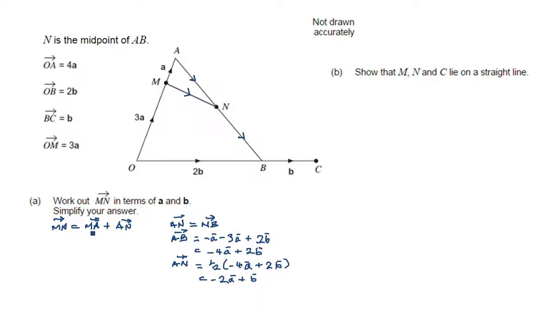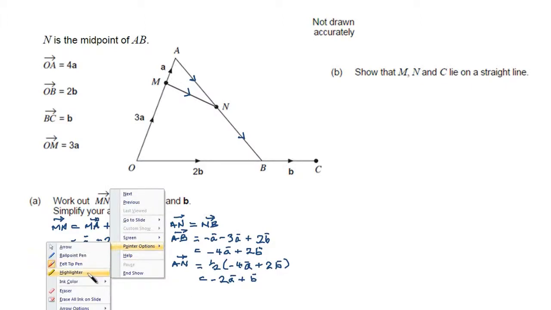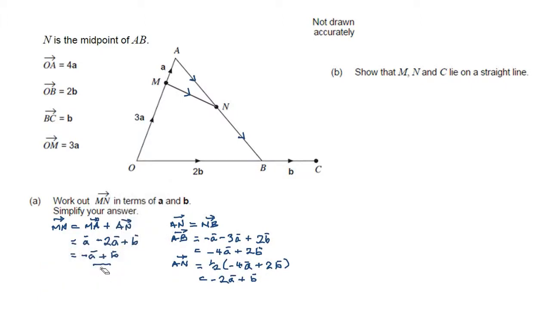So there we are. Now we've got our two vectors. We've got M to A, this one, and we've got A to N. So we can just add them together. M to A is A. And A to N, well, that's minus 2A plus B. So that gives us A minus 2A is minus A plus B. And that's completed our answer. So if we underline that, that's our answer for part A. Okay, let's just underline it once.